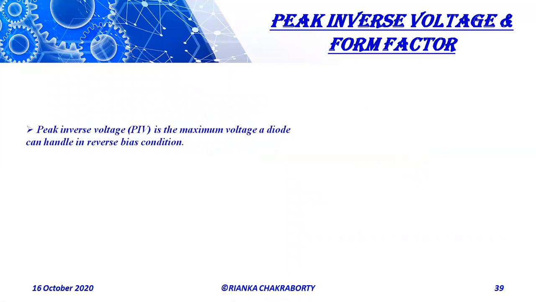Now, the peak inverse voltage. First of all, what is peak inverse voltage? It is the maximum reverse voltage that a diode can withstand without destroying the junction. So, for half-wave rectifier, peak inverse voltage is Vm, that is the maximum voltage.